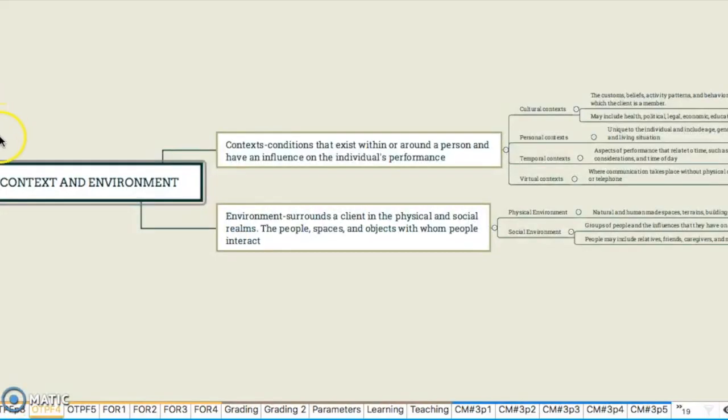Our next map is context and environment. We have a brief definition of context and environment, as well as the different contexts that we look into in the OTPF, which are cultural, personal, temporal, and virtual. As far as the environment goes, we have the physical and social environment, as well as a brief summary on each one.